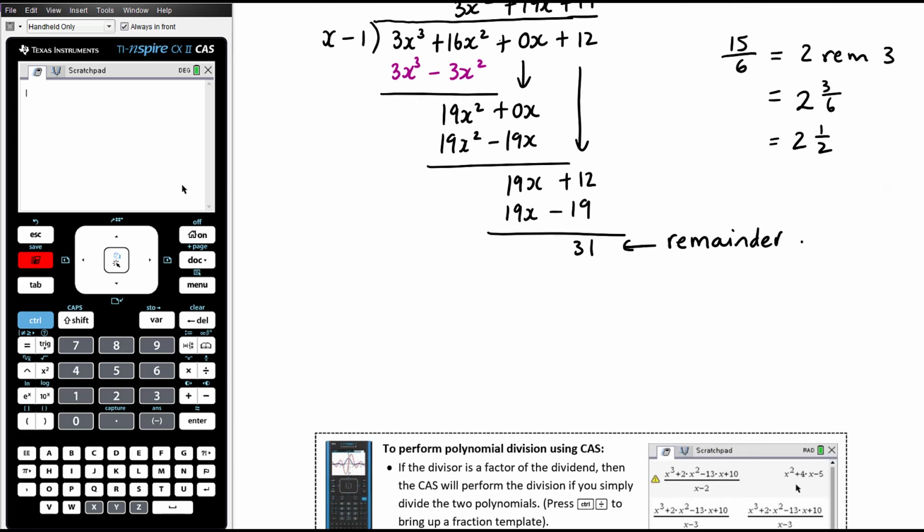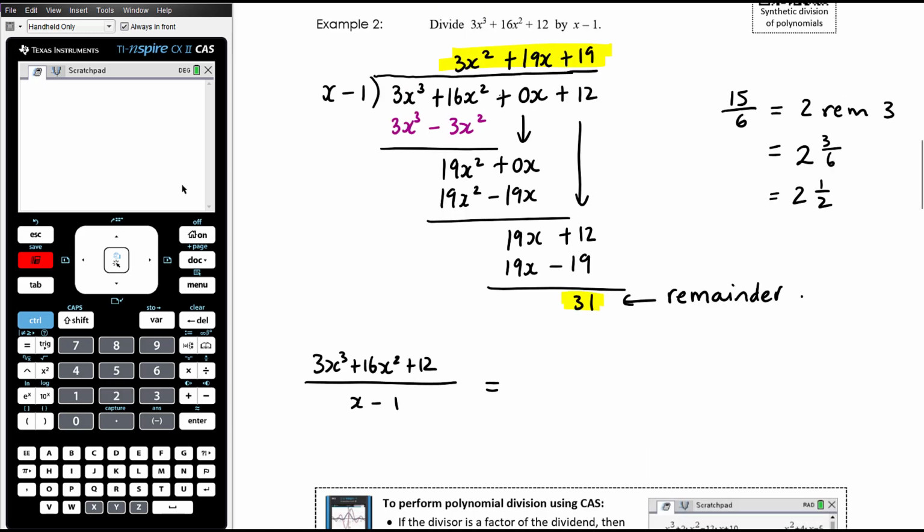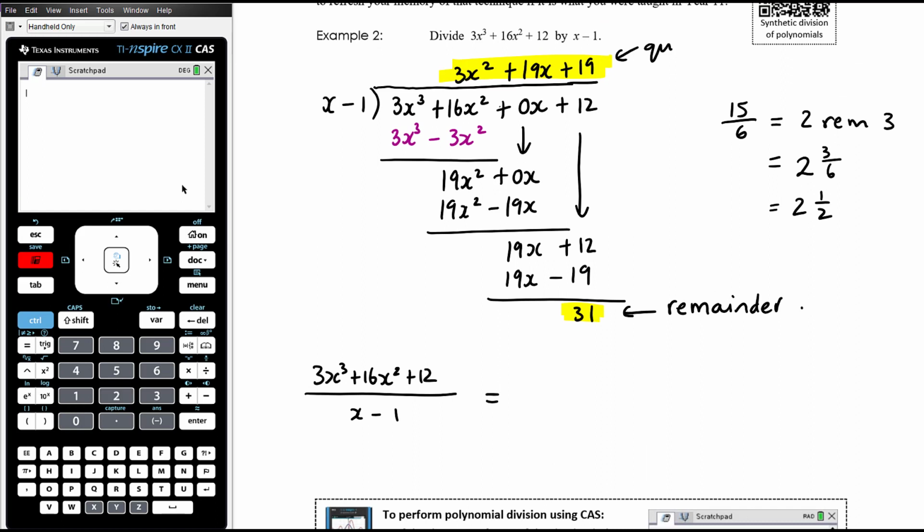So we've done 3x cubed plus 16x squared plus 12, and we've divided that by x minus 1, and we found it went this many times whole. We call that the quotient, okay? And then we've got our remainder down here. So this is the quotient. In the equivalent number example, that's equivalent to the number 2, okay? When we divide 15 by 6, it goes 2 times whole. So the quadratic up the top there is the number of times it goes in whole. So that is 3x squared plus 19x plus 19 with a remainder of 31.